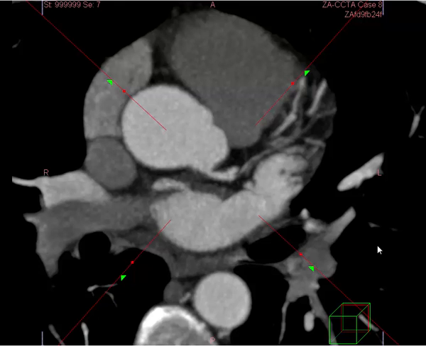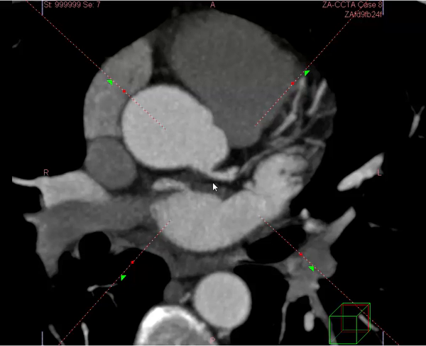This is CCTA case number 8. The history is that of a 57-year-old man who has persistent chest pain despite a normal, full Bruce protocol treadmill examination that showed no evidence of ischemia. This case is a bit more deceptive than you might understand in the initial view of that.